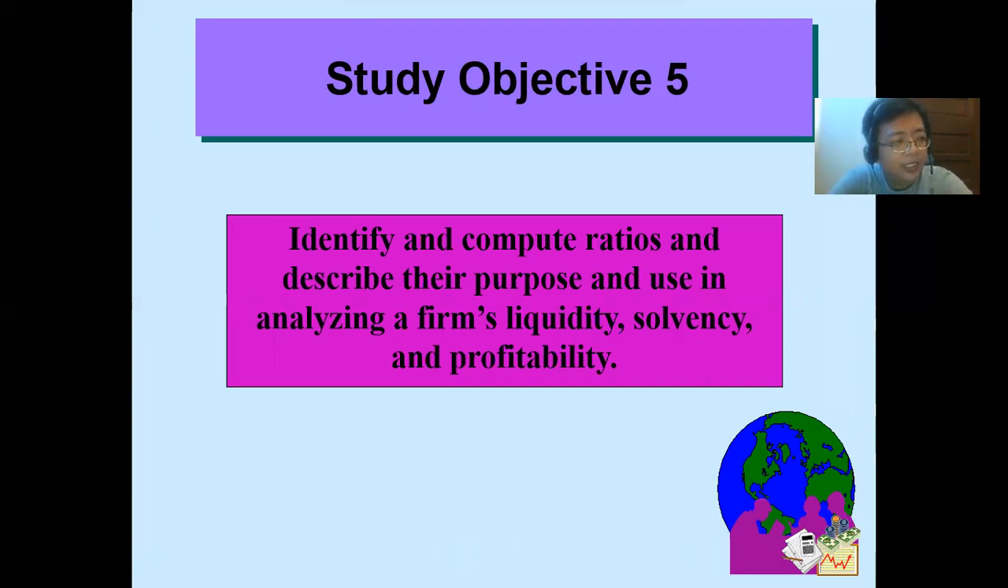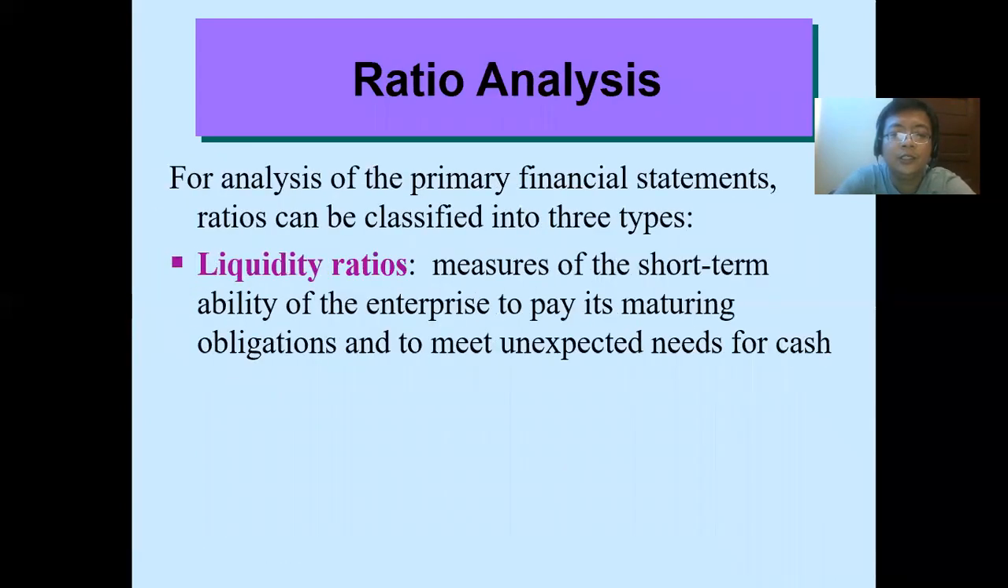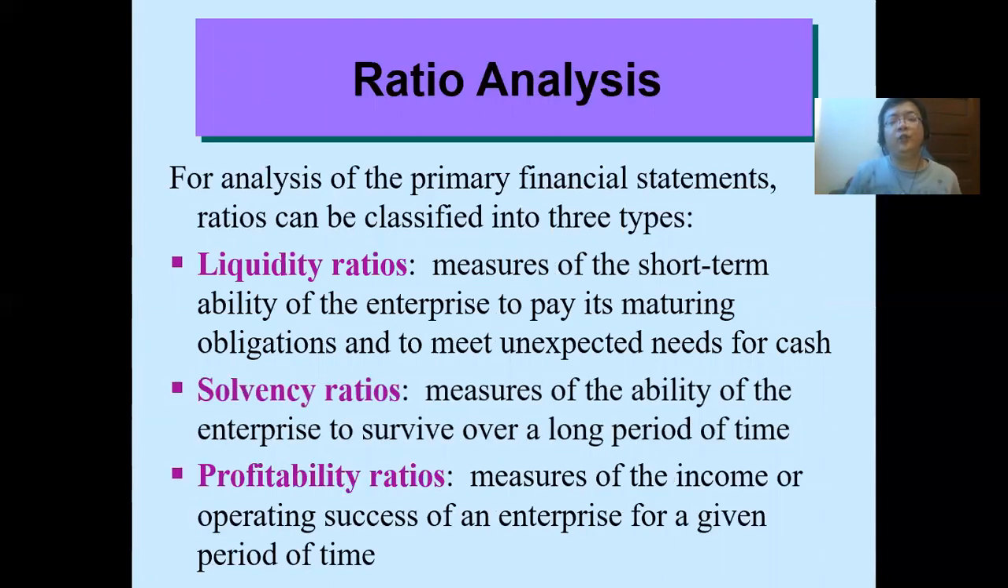Number three is also one of the important tools in analysis: ratio analysis. In this analysis, you need to compute and analyze liquidity, solvency, and profitability. Again, you will consider the comparisons: intra, inter, and industry. Ratios provide clues for underlying conditions that may not be apparent from inspection of individual components. So there are three types of ratio analysis: liquidity, solvency, and profitability.